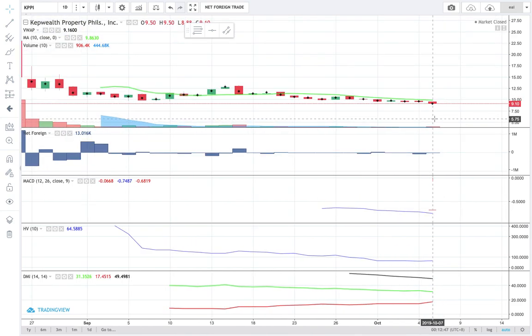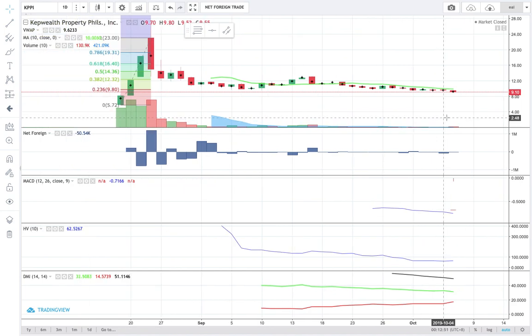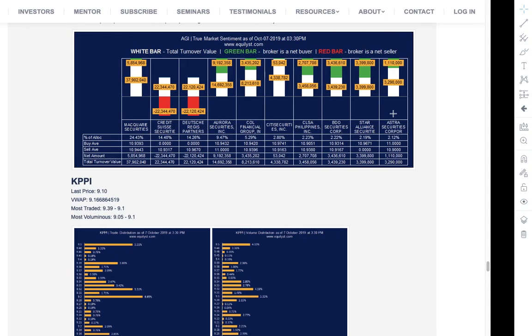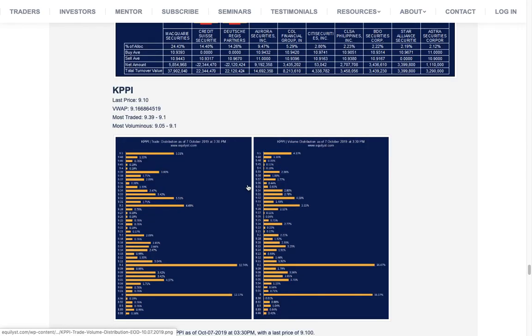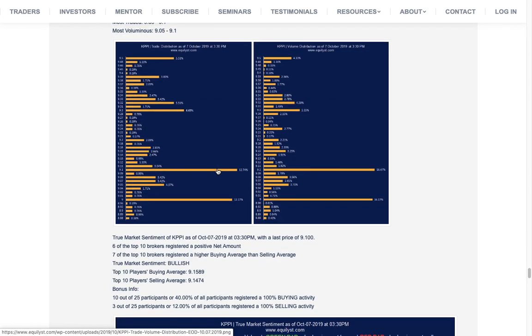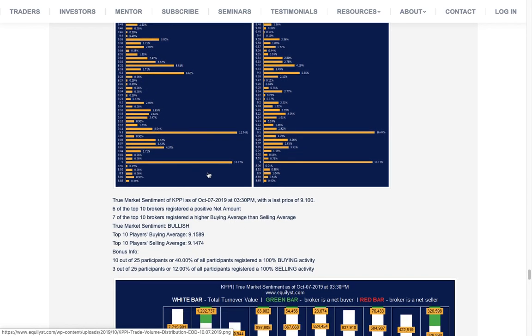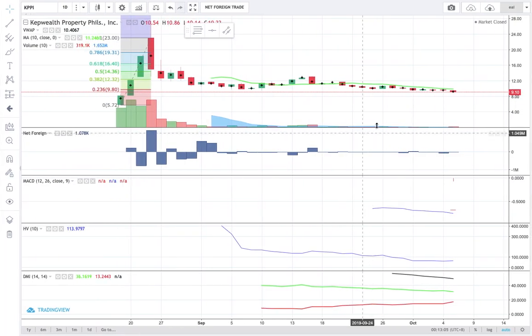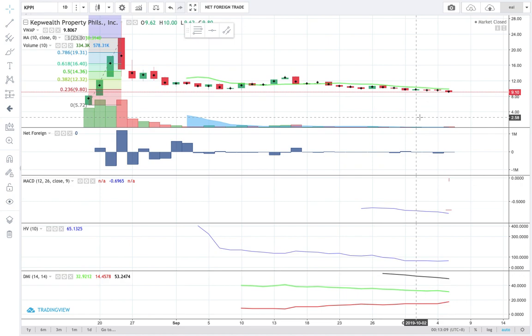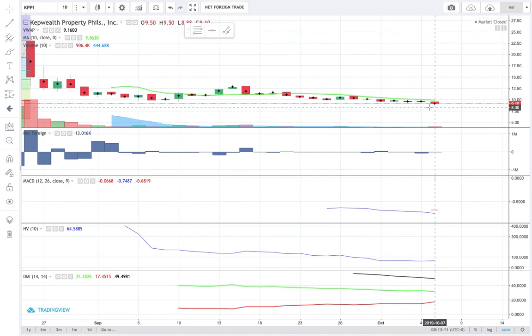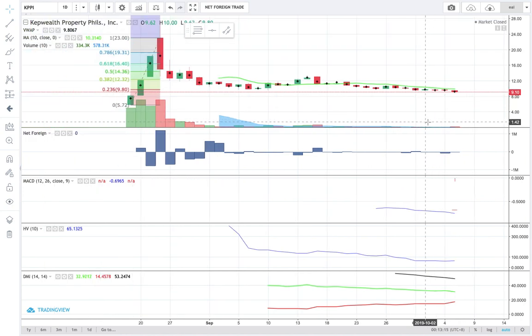It's a red volume bar. It's already a bearish momentum power indicator. The last price is lower than the VWAP. And the dominant range is closer to the intraday low than the intraday high. It's a bearish momentum power indicator indeed. The true market sentiment is bullish. So let's see. Well, I don't think that's a sign of a bullish reversal already. That's not yet the sign.